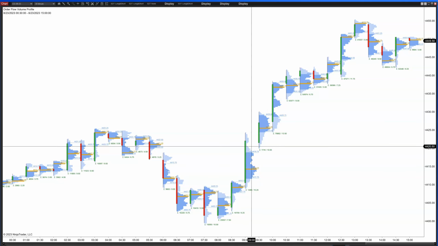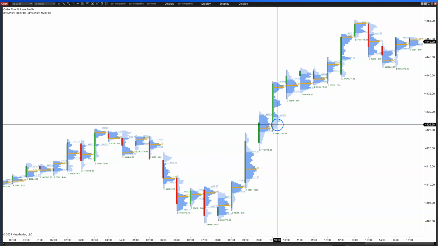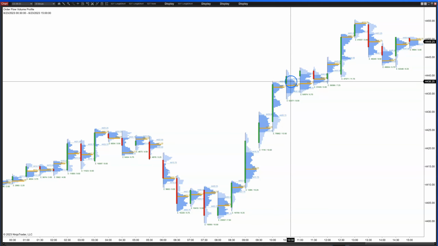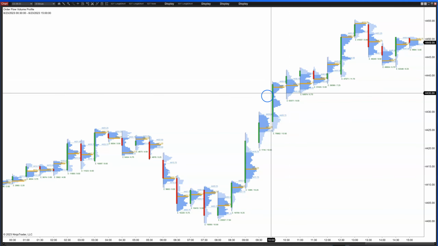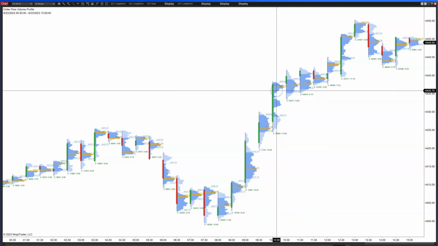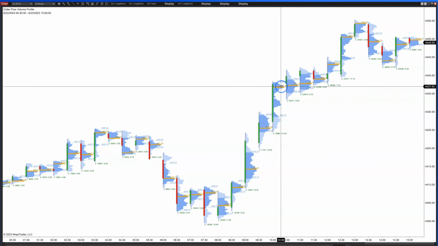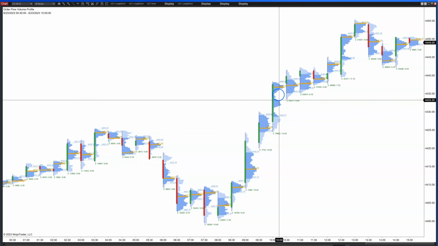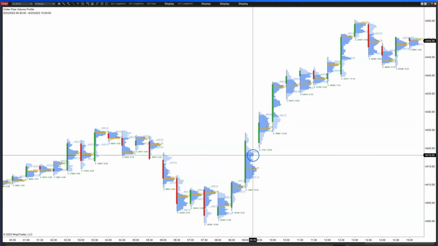Me personally, I don't get so caught up on the actual shape of the profile. You get a lot of different shapes. This bar is sort of the normal bar, the D shape. You get a double distribution, and here you have a triple distribution, with high volume nodes here, here, and here. There are going to be bars that have double distributions, so again, don't get caught up so much in the shape of the bars.